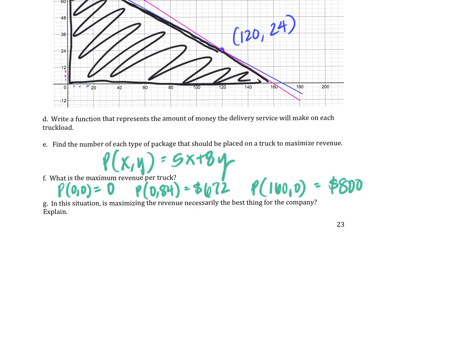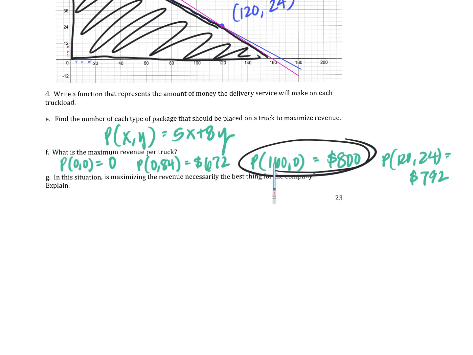And finally, my last point. 120, 24. Is that making me more money? 792. You agree with that, Ritz? Okay. You guys, which one is my max? What kind of boxes are we selling in order to maximize our profit? Only small ones. Only the small boxes.